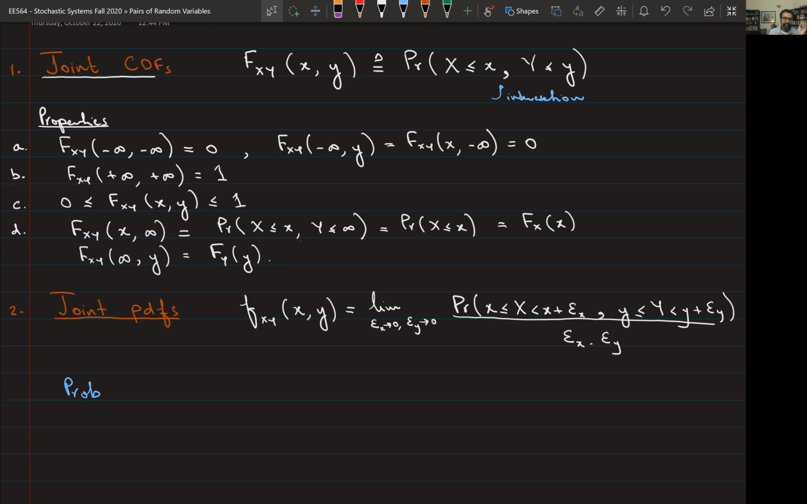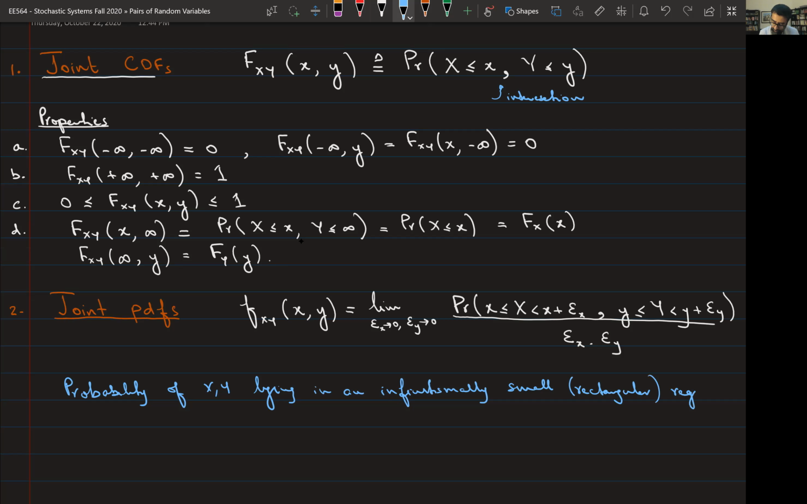Earlier it was length in the single random variable case. Now you've extended that to the area of that region. So if I were to explain this in words, this is the probability of x, y lying in an infinitesimally small region, and actually this region is a rectangular region, around small x, small y, normalized by the area of that region.